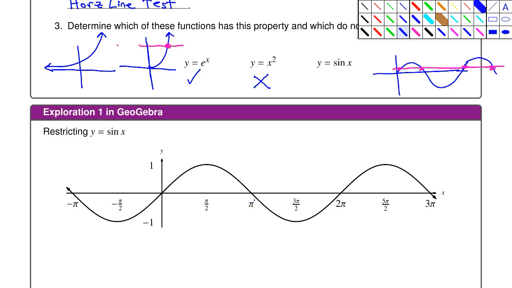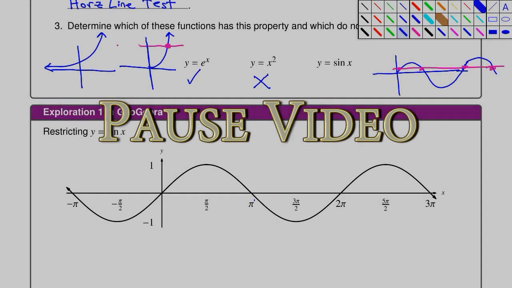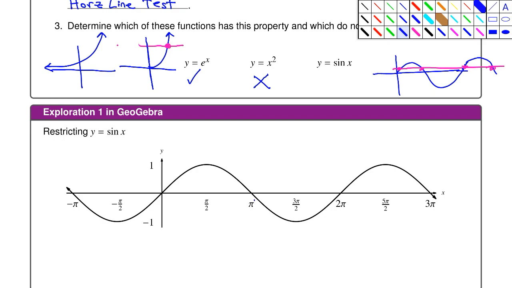Once you do that, stop the video, and then I'll tell you what some of the answers were, or could have been, when you resume the video. So go ahead and do that now. All right, so hopefully you had a chance to do that.